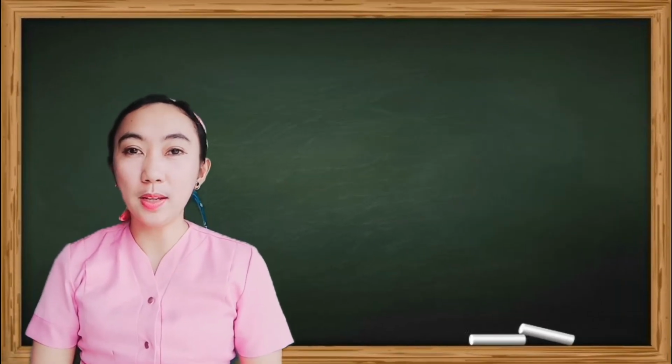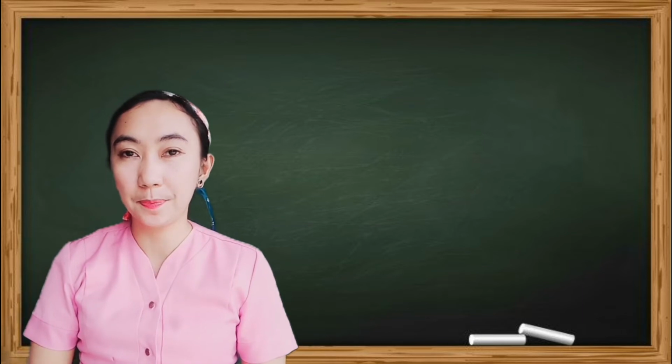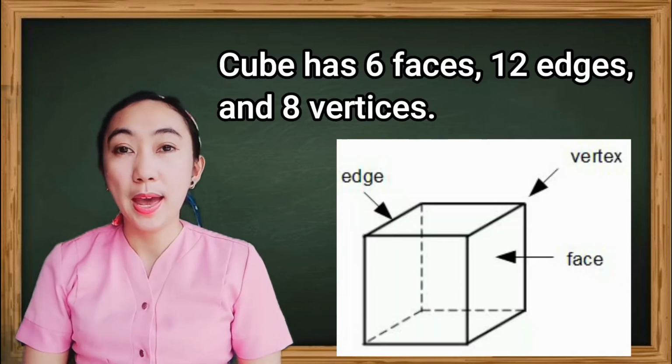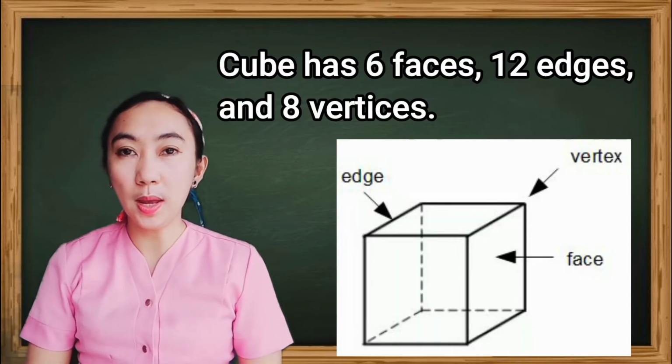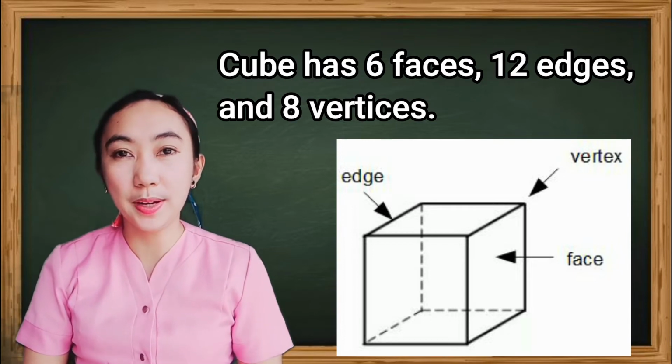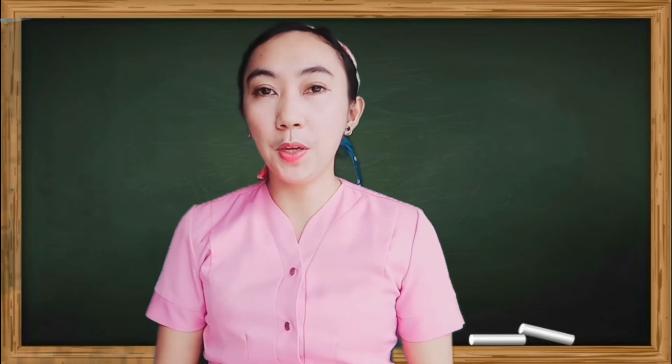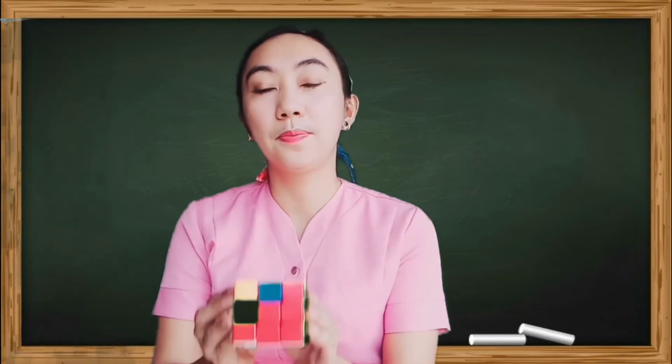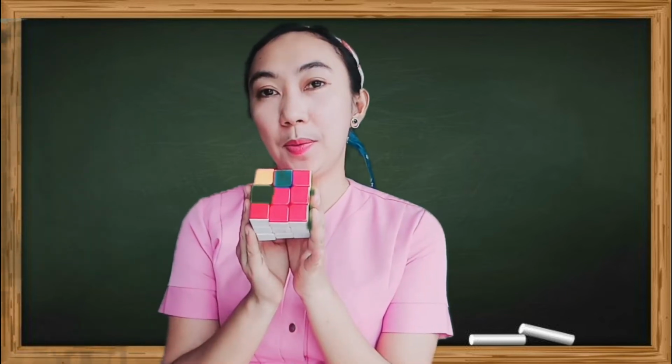Second type of solid figure is the cube. A cube has 6 faces, 12 edges, and 8 vertices. A common example of cube is the Rubik's Cube.